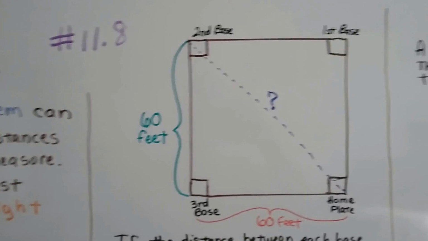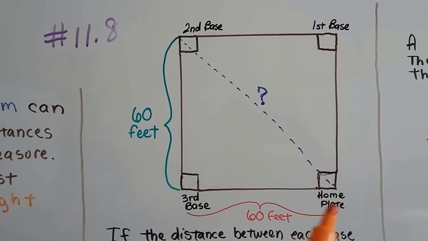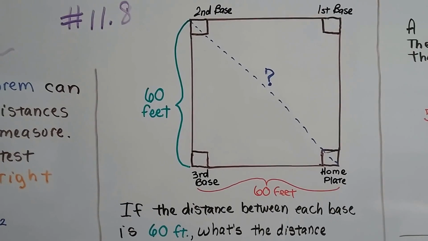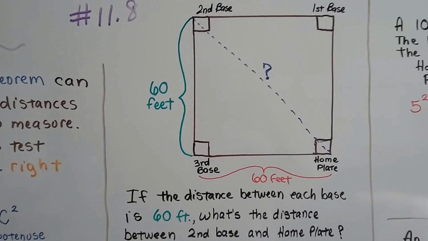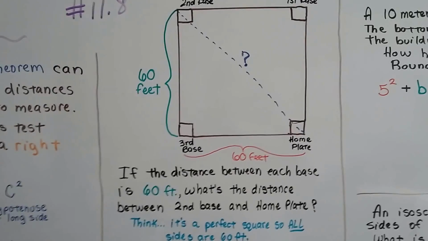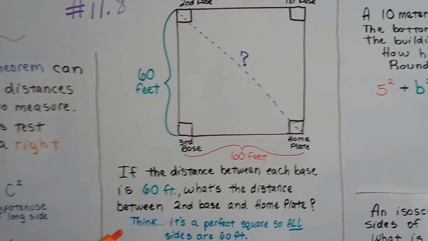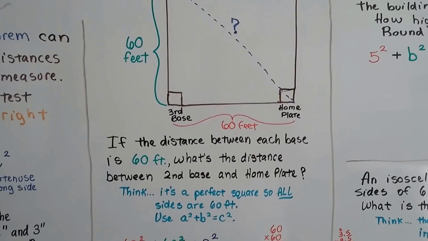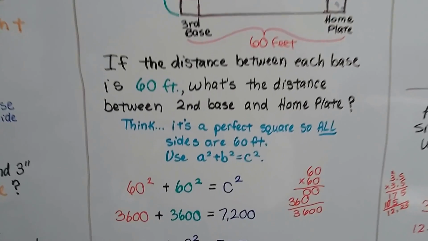So here we have a baseball field. We've got home plate, first base, second base, third base, and each of the bases are 60 feet apart. Now, because it's a perfect square, they're all going to be 60, aren't they? So if the distance between each base is 60 feet, what's the distance between second base and home plate? So it's a perfect square. All the sides are 60 feet.